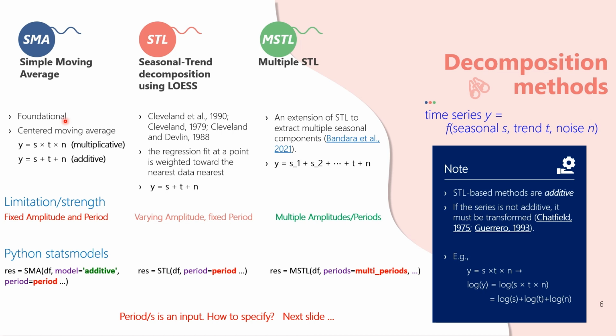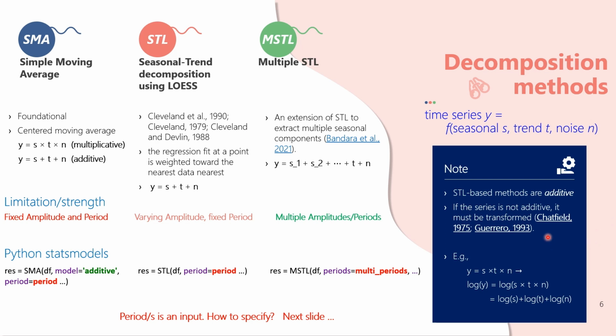To overcome SMA's limitations, we use seasonal trend decomposition using LOESS, or STL in short. STL allows the seasonal component to change over time, providing flexibility. However, it also uses a fixed period. A further advanced method is multiple seasonal trend decomposition using LOESS, or MSTL, which extends STL and captures multiple periodicities iteratively. A detailed discussion is beyond our scope, but you can explore the references on your own, which are hyperlinked here. STL-based methods are also robust against outliers.